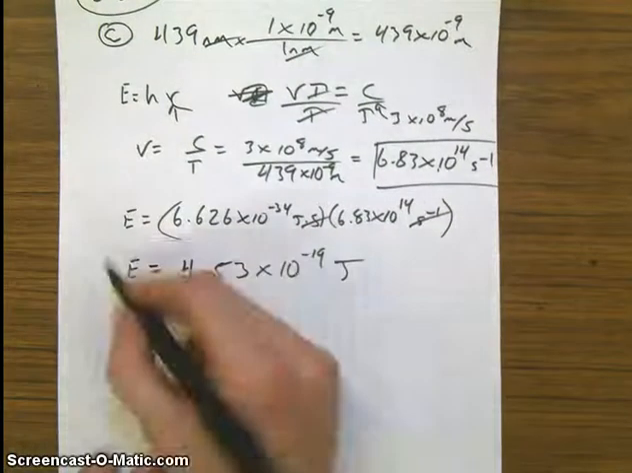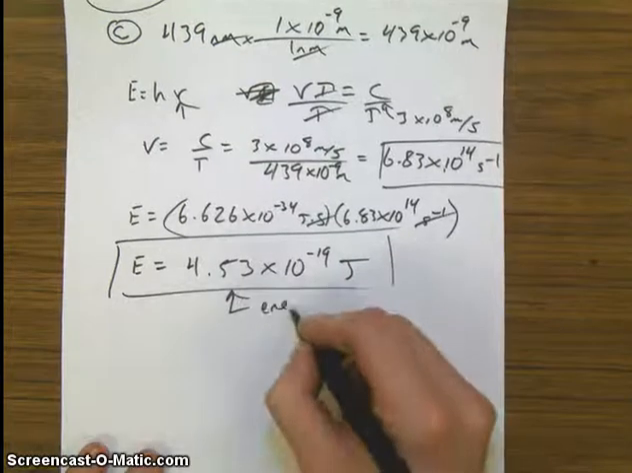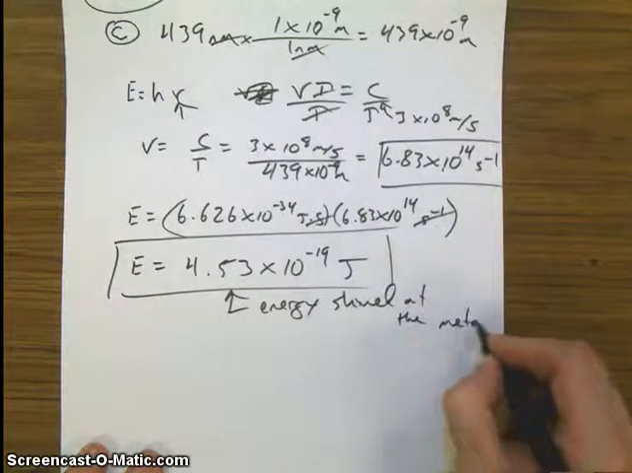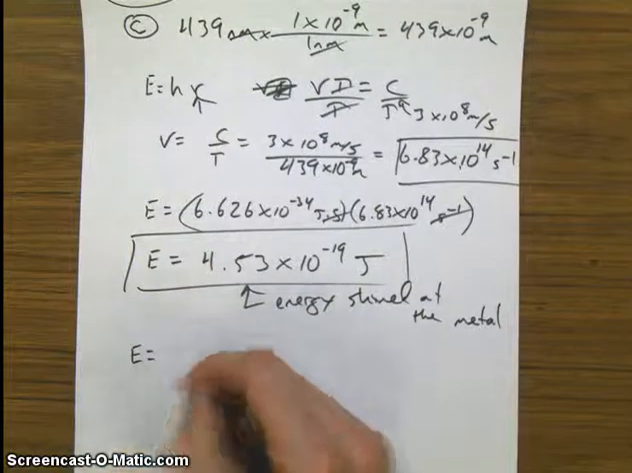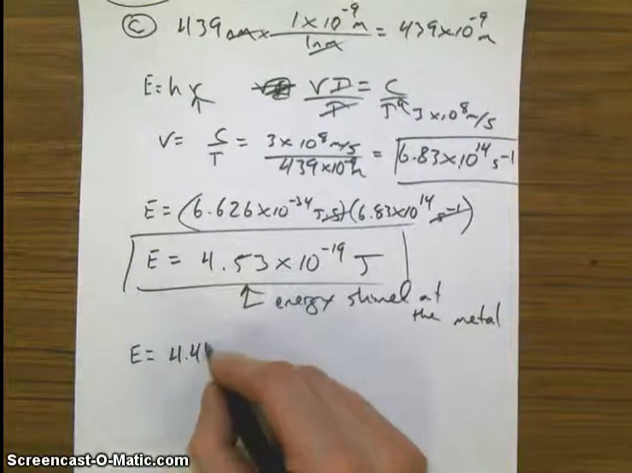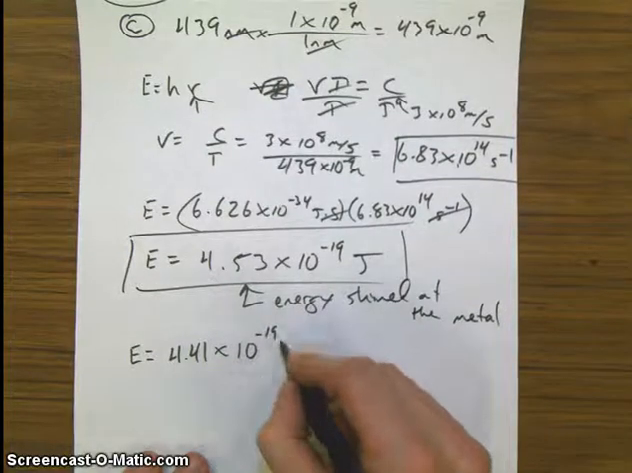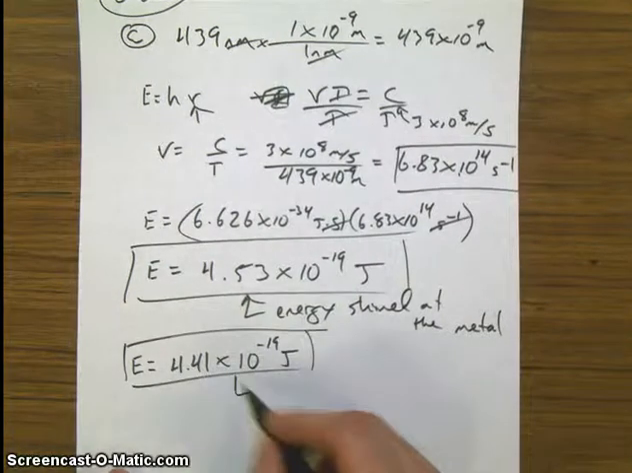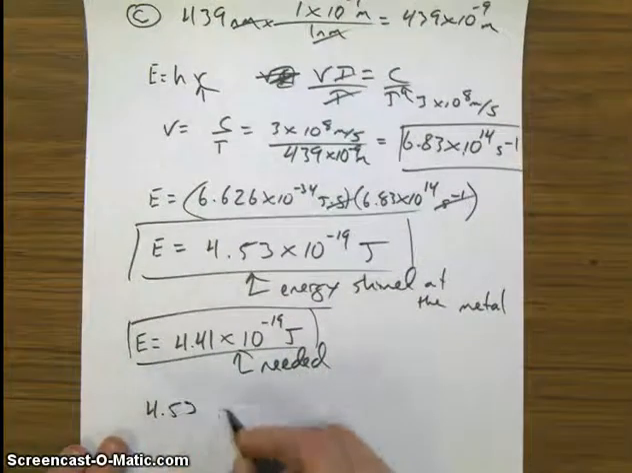Well, now you have to combine this information with question A. See, this right here is the energy shined at the metal. Now, that's not necessarily all the energy the metal needs to actually emit some electrons. What the metal needs to emit some electrons is from A. It's the given information in the original question, which is 4.41 times 10 to the negative 19 joules. So wait a second. If that's what's shined at the metal, and this is what's needed for electrons to be ejected, there's a difference between these two. So let's take the difference. We can see what energy we have left over.